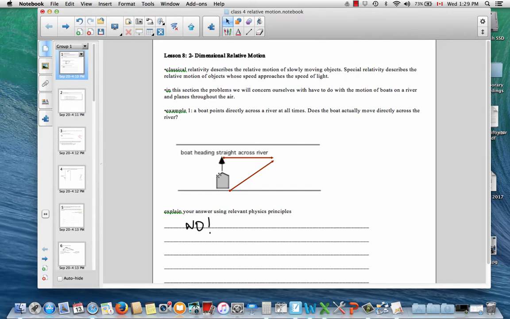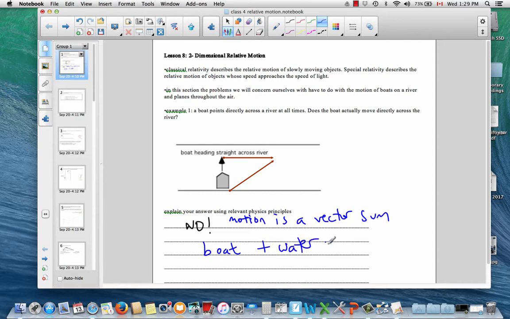Because if this is your boat motion, the river motion is actually going to push you downstream. And you'll end up with a resultant motion in this direction here. Now, that's supposed to say motion. It's a vector sum. It's the motion of the boat plus the motion of the water. That gives you the resulting motion. So this is the way the boat vector is pointing, but the water vector is pointing this way. So you end up with the result that the boat moves in this direction.